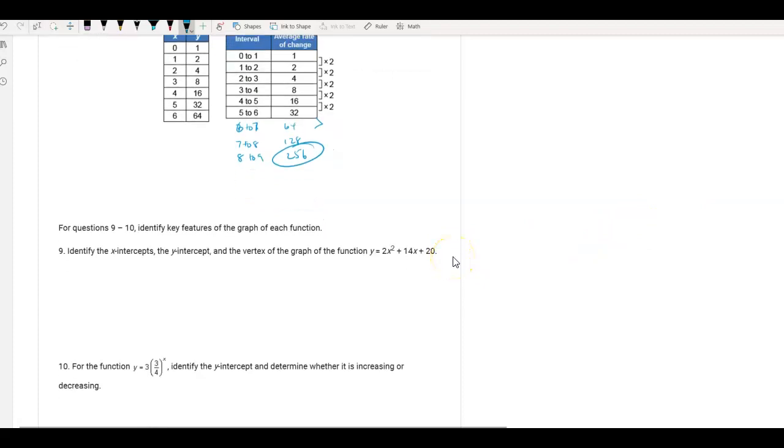Number 9, identify the x-intercepts, the y-intercept, and vertex of the quadratic function. How do I know it's quadratic? Because my exponent is 2. So real quick, the easiest one to find is the y-intercept. Your y-intercept is just going to be when x is 0: 2 times 0 plus 14 times 0 plus 20 is going to just be 20.